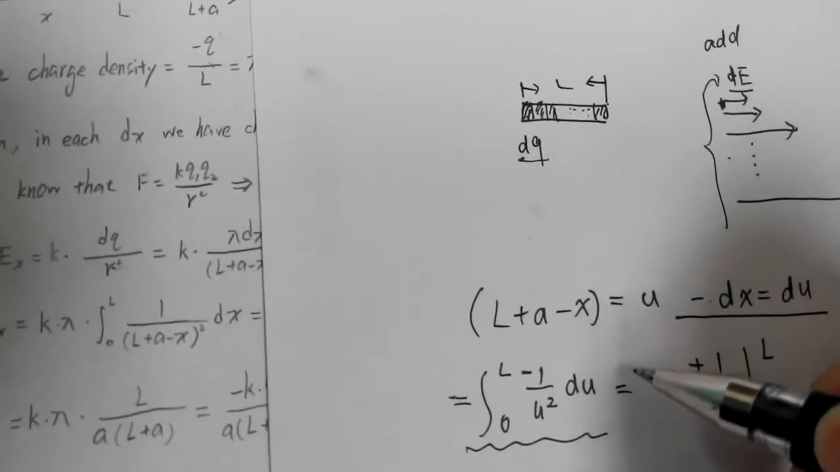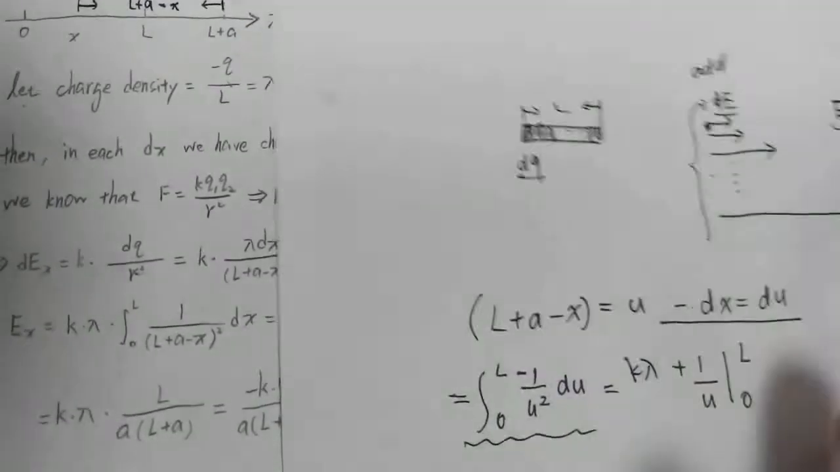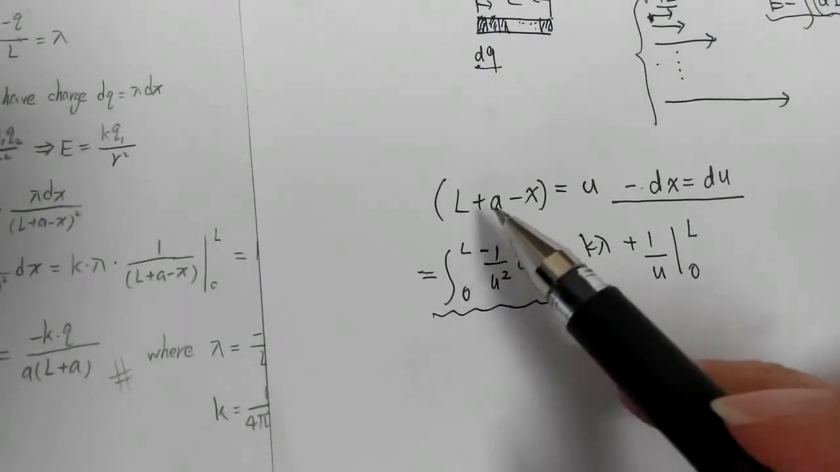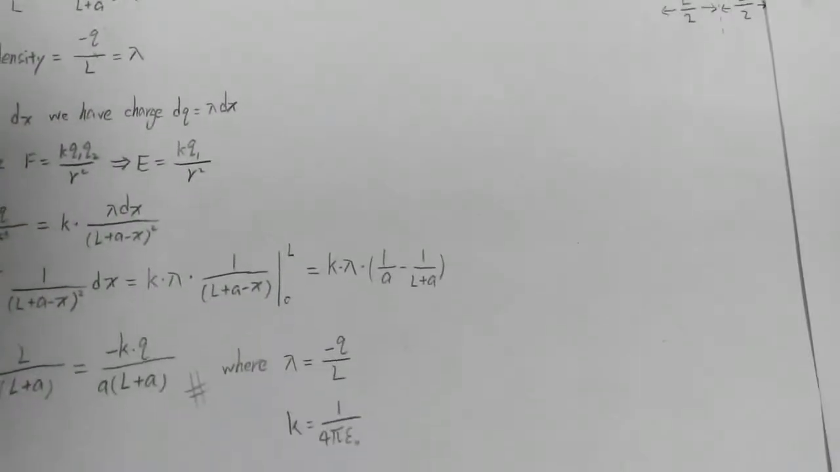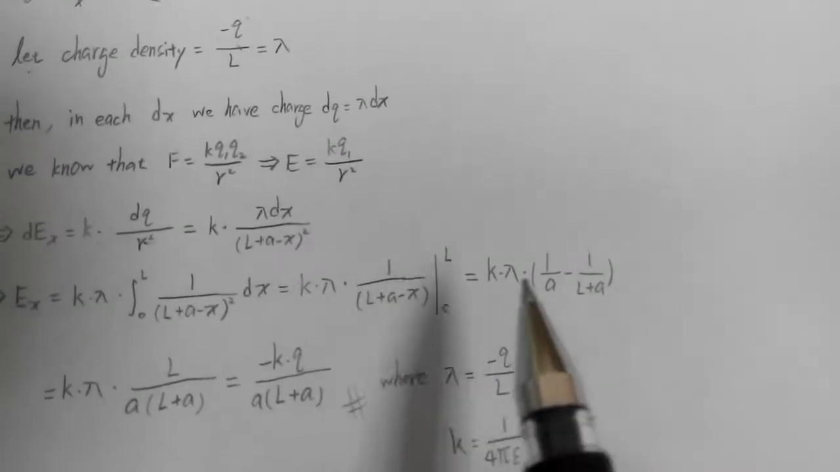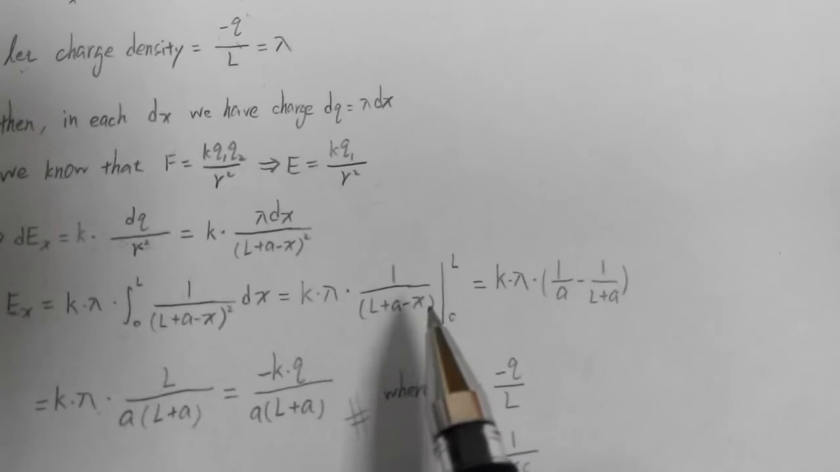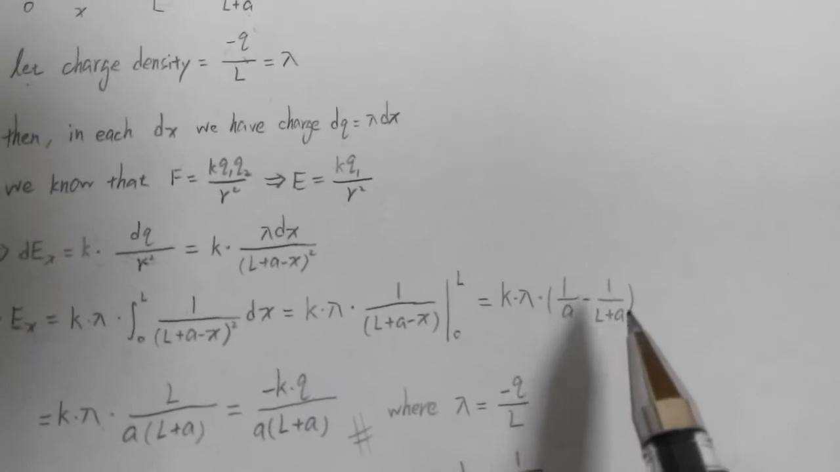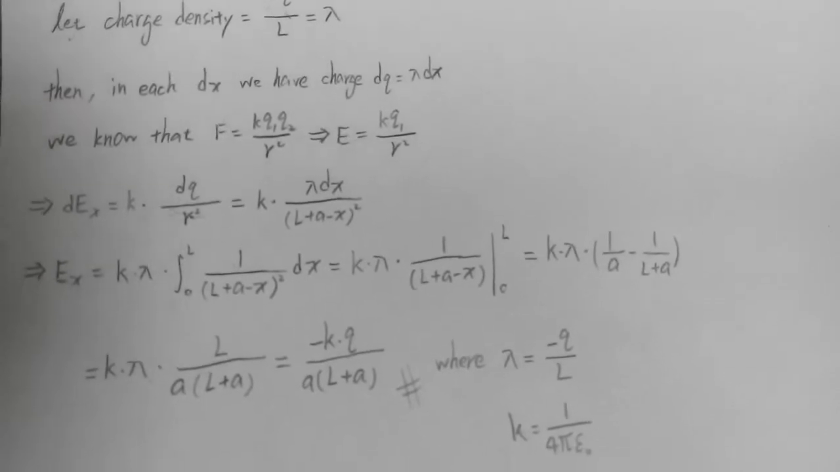Okay, and then here will be K lambda, and then here if we try to substitute U back to L plus A minus X, then we have the same formula here. Because the TA jumps too fast, so I just somehow. Okay, so now you just try to calculate L. Here L will be 1 over A. When X equal to 0 will be 1 over L plus A. So here you can get this one, and will be this.